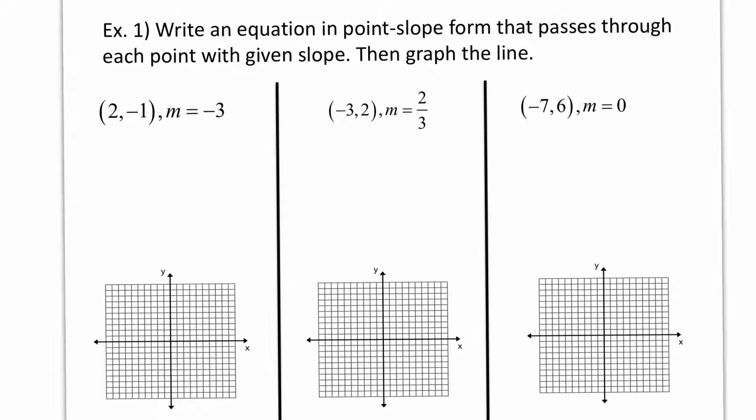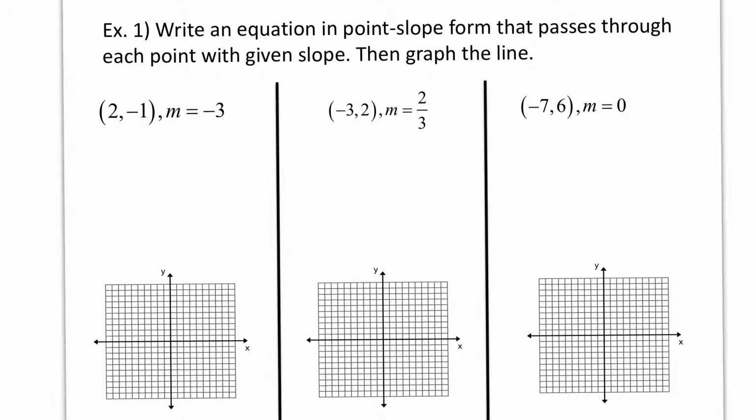So first, let's go ahead and get familiar with this point slope form. You have to write it and then use it so we can graph our linear function, our line in the coordinate plane. So it says here, you want to write an equation in point slope form that passes through each point with a given slope, and then we want to graph the line.